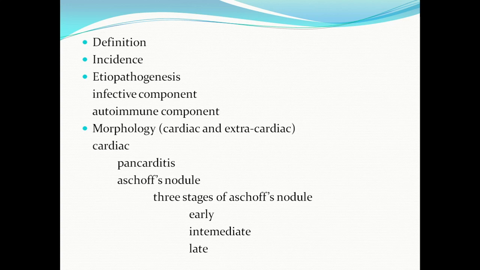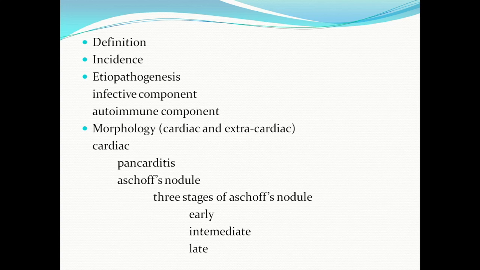If you see the morphology, it is divided in two parts, cardiac and extracardiac. In cardiac, the main lesion is pancarditis. In pancarditis, the major finding is Aschoff nodule formation, in three stages. The early stage, up to the fourth week of illness, has the keyword fibrinoid degeneration. The second is the intermediate stage, fourth to 12th week, in which there is granuloma formation with proliferation of lymphocytes, plasma cells, Anitschkow cells, and Aschoff cells, and fibrinoid necrosis.